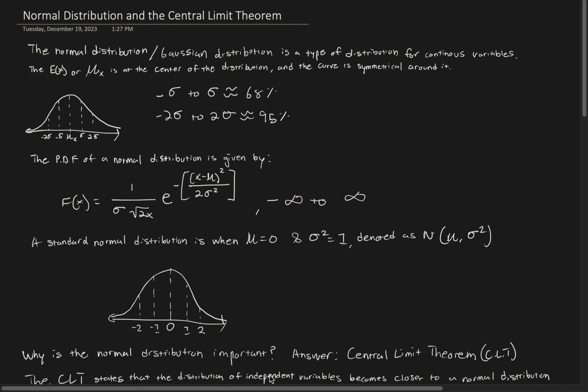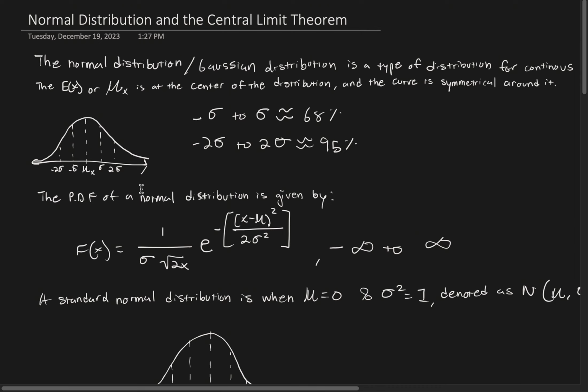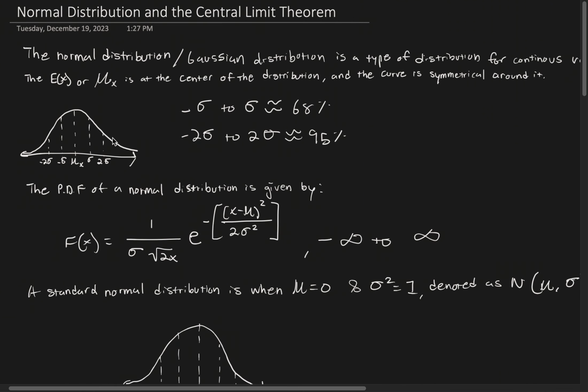Alright, so in this video, we will go over the normal distribution and the central limit theorem. The normal distribution is also known as the Gaussian distribution. It is a type of distribution for continuous variables, where the expectation of x, or the mu of x, is located at the center of the distribution, right over here. And the curve is symmetrical around the mean.